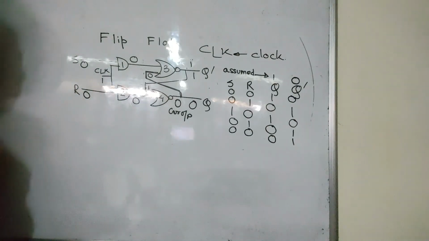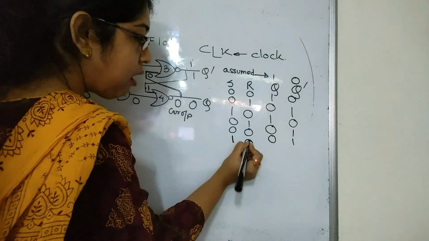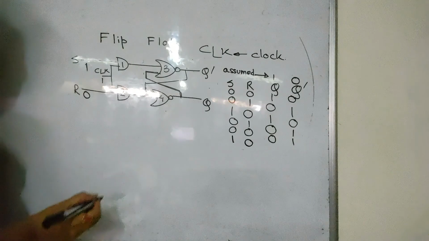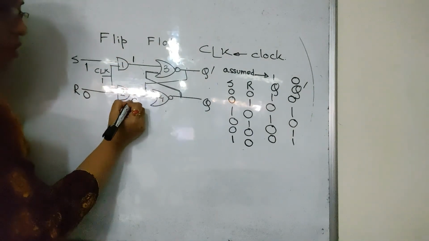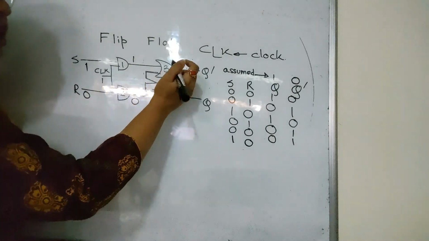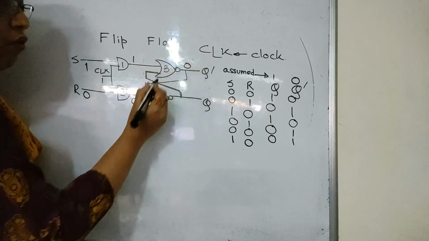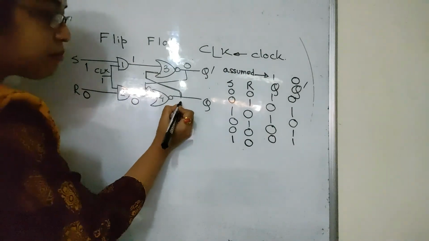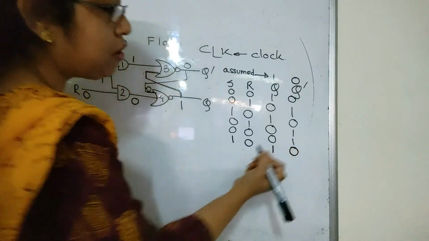Last set of repeated input, we will give again S as 1, R as 0. In this case, again NAND gate number 1 gives an output of 1, NAND gate number 2 gives an output of 0. This 1 fed into NOR gate number 3, the output of NOR gate number 3 becomes 0. This 0 when fed back into NOR gate number 4, output of NOR gate number 4 becomes 1. So Q becomes 1 and Q dash becomes 0.